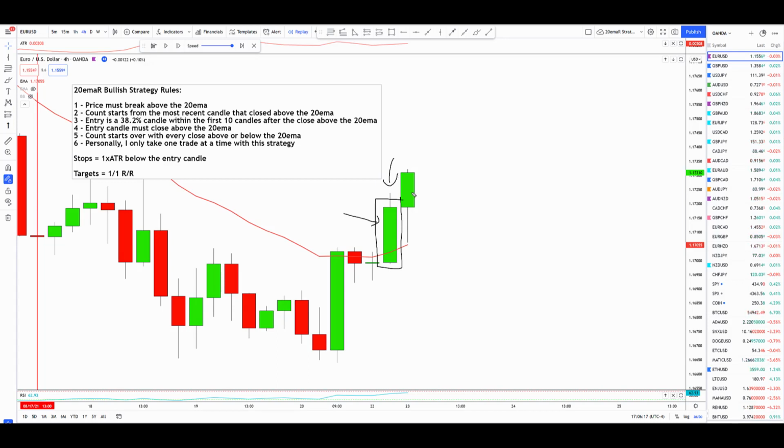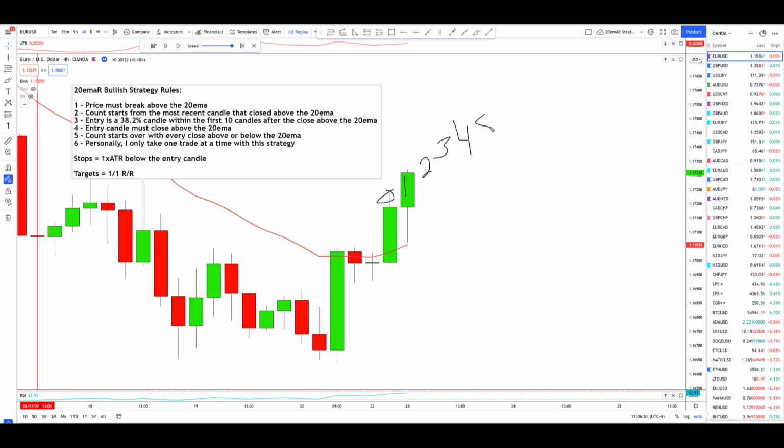So in the case of looking for this, we start our count not from this candle, because after this candle we get a close below the 20 EMA here. We get another candle below the 20 EMA, then we get a close back above the 20 EMA. So this is where our count starts. That is important because what we're doing is counting 10 candles after this one. This candle would be 0. Our count starts right here, and we're going to look for 10 candles.